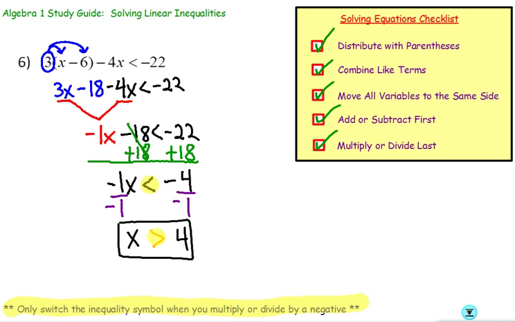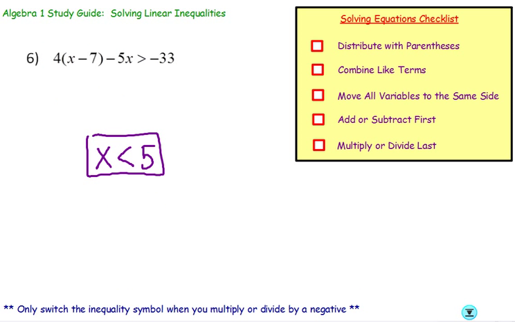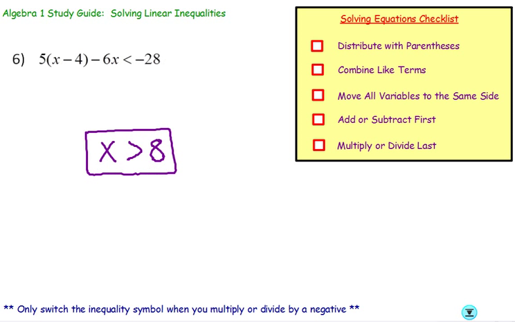Welcome back once again. Let's see how you did on number 6. Number 6 in the middle should have had x less than 5, and you would have had to switch the inequality symbol on this one as well. So that greater than would have switched into a less than. And number 6 on the right side should have got x greater than 8. Same situation here. That less than would switch into a greater than.